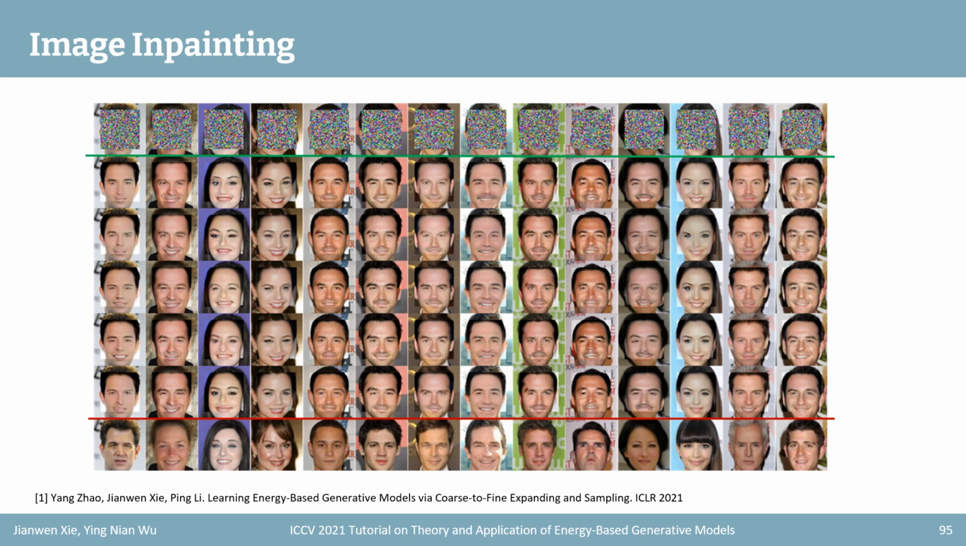In this example, the model is trained by a multi-stage coarse-to-fine expanding and sampling strategy. It means that we gradually expand the resolution of the energy function so that the training and sampling can be more stable.